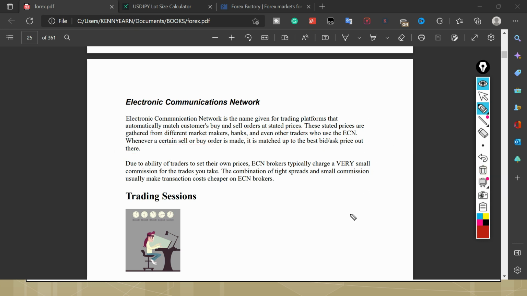So let's say you took a buy here now. As you're buying, somebody is selling to you. If the market goes up, you want to take profit. As you're selling out your trade, someone is buying it there for you. So that's how it works. Due to the ability of traders to set their own prices, ECN brokers typically charge a very small commission for the trades you take, and that commission is called spread. The combination of tight spreads and small commissions usually makes transaction costs cheaper on ECN brokers.